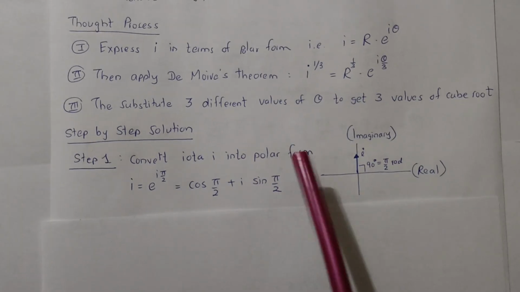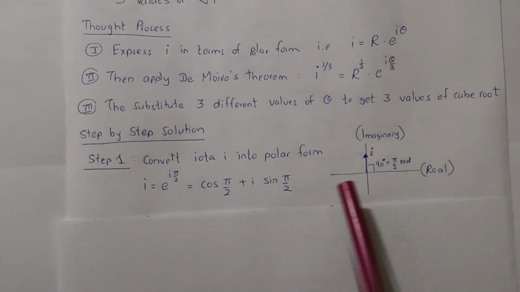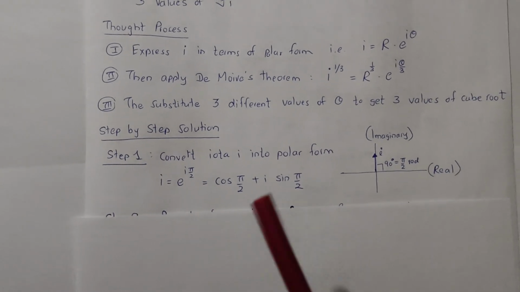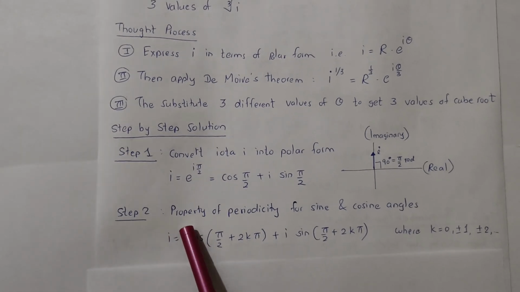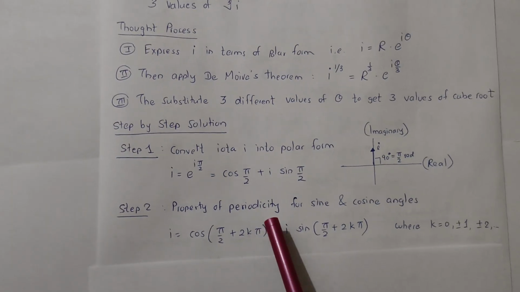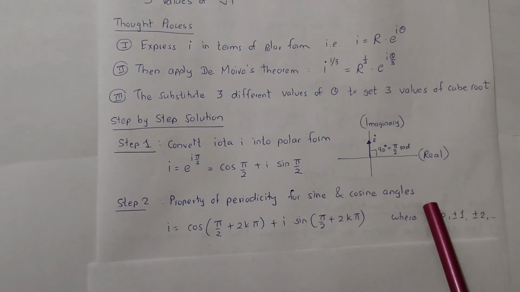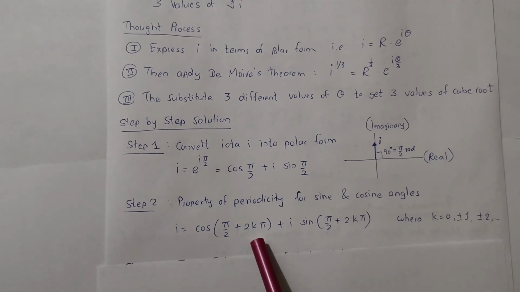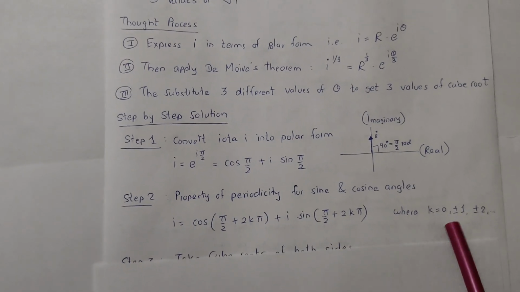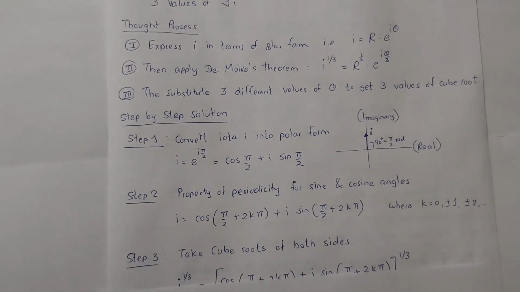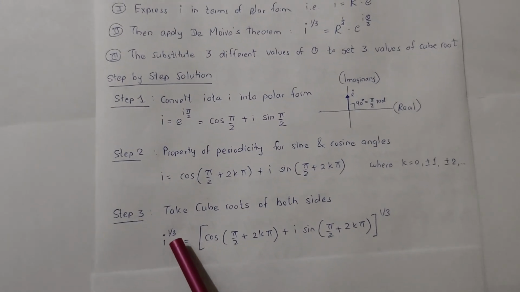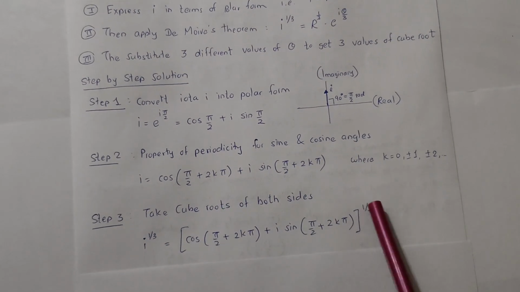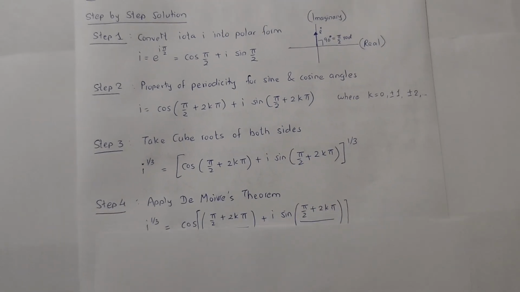and if you depict this in this graphical format, you will arrive at this particular expression. Now the next thing is we apply the property of periodicity for sine and cosine angles. So we add 2k pi to this angle, where k is an integer. Now we take the cube roots on both sides, that is i to the power 1 by 3 and this entire expression to the power 1 by 3.